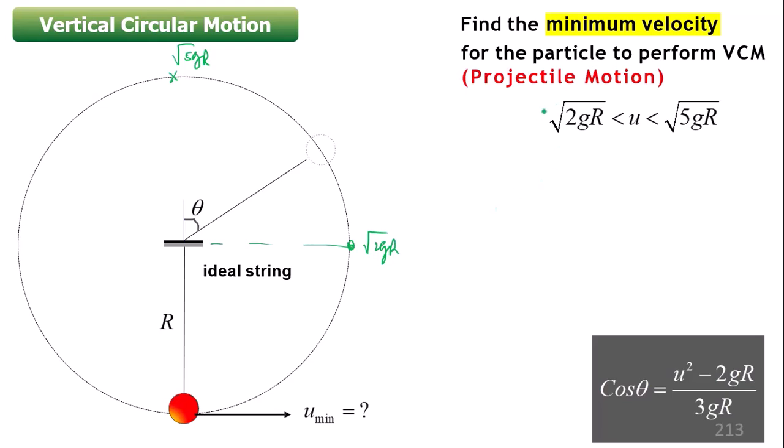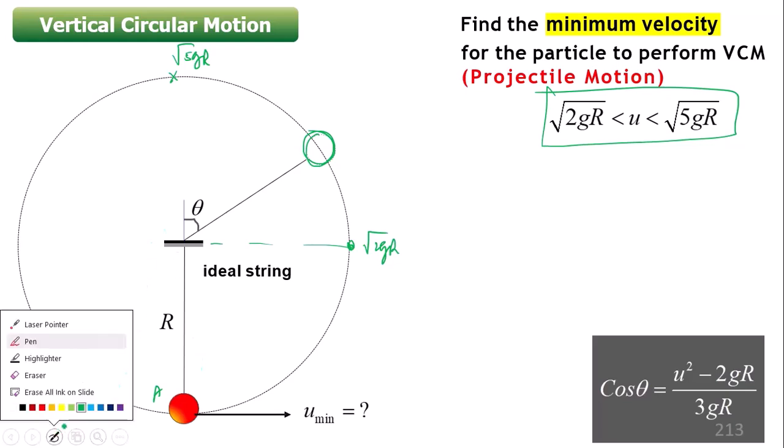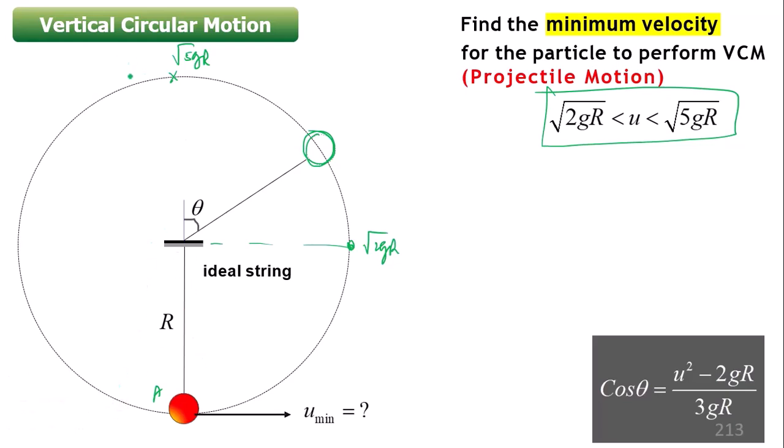Now, what happens if I project the particle with a velocity in between these two numbers? Essentially it will go up to a certain point which is in between. If I say this is point A, and I project the particle with root 5gR velocity, then it will go up to point C. If I project the particle with root 2gR velocity, then it will go to point B. So in between there is another point D, up to which the particle will go.